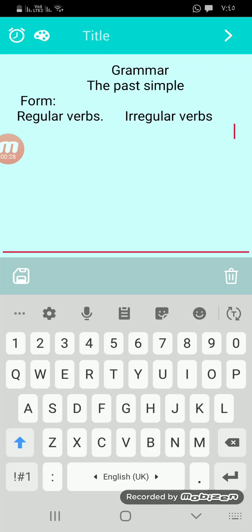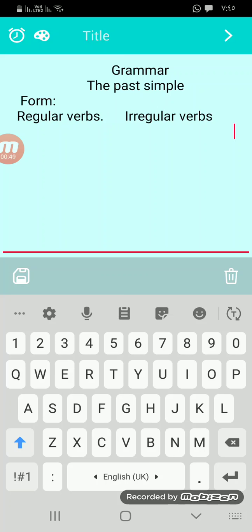First, who can tell me what is the past simple? The past simple is an action that happened in the past and finished. Okay? Now let's take the form for the past simple.